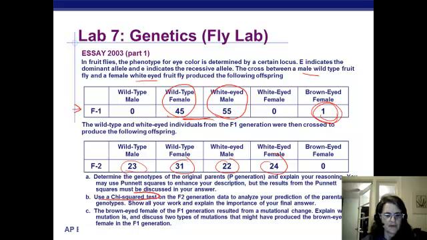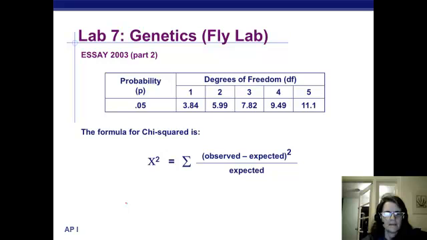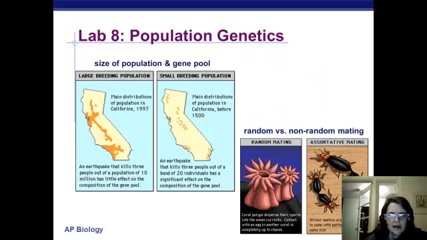Notice they are invoking the chi-square test. They want you to be able to use that. And they do give you some chi-square information. There's the chi-square equation there. Remember how to use the little table. So again, you might want to go back and reflect over that a little bit, and that's Lab 7.